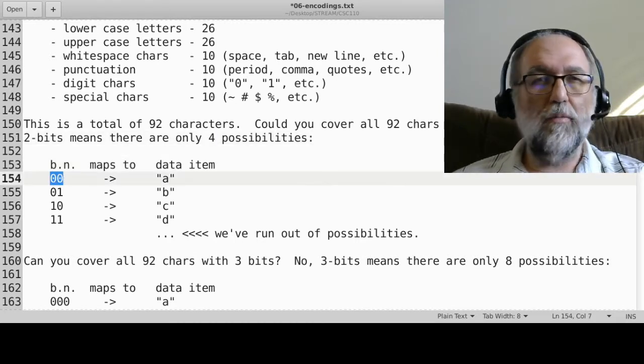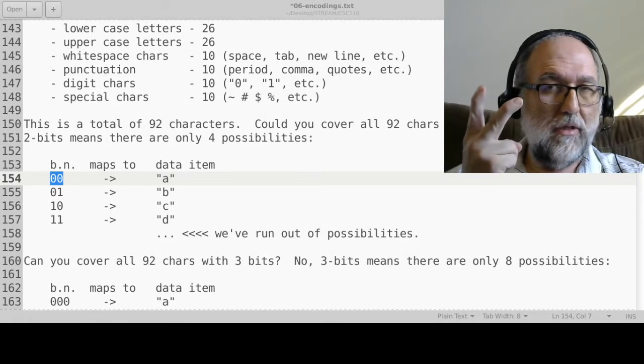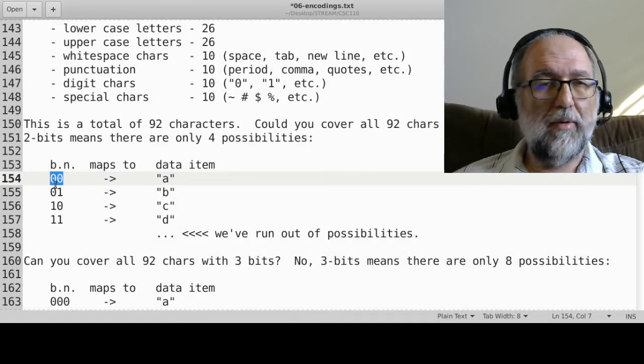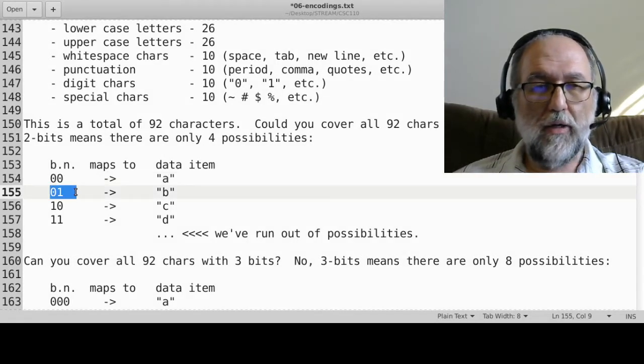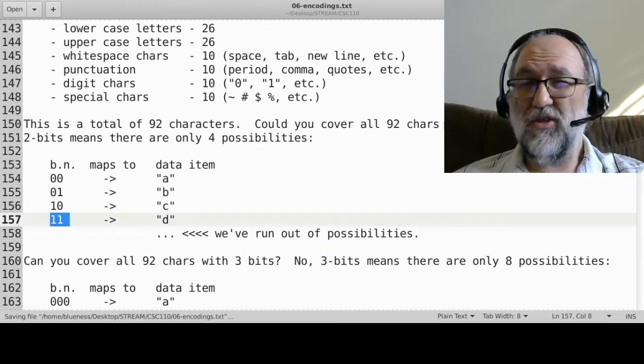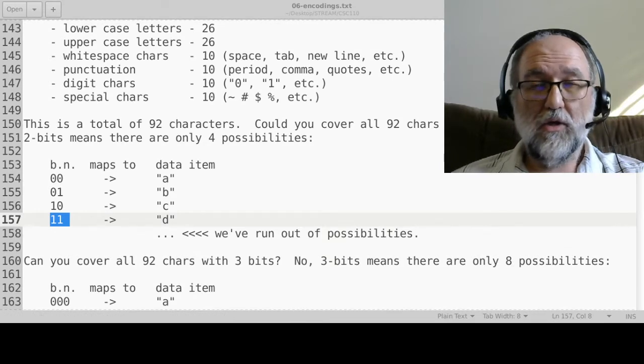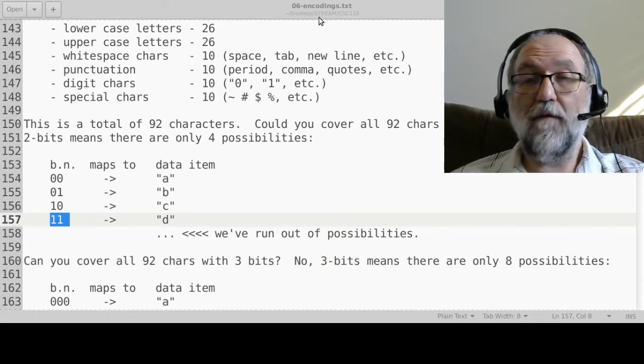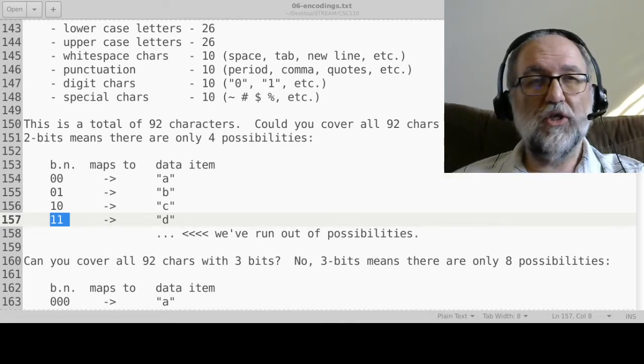Well, let's go through them. Remember, you're only allowed to work with 2 bits. That's 2 binary digits. So one possibility would be 0, 0. Another one would be 0, 1. Another one would be 1, 0, and then 1, 1. That's it. There's no more possibilities, right? So if you go through all the possibilities with just 2 bits, you only have 4 entries into your dictionary.